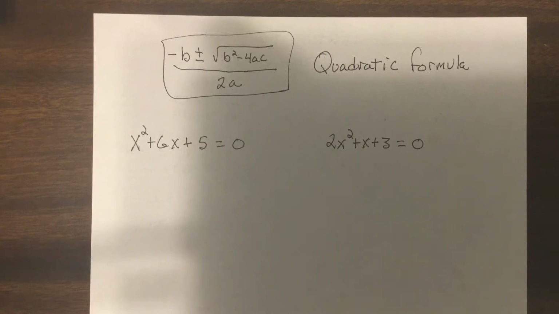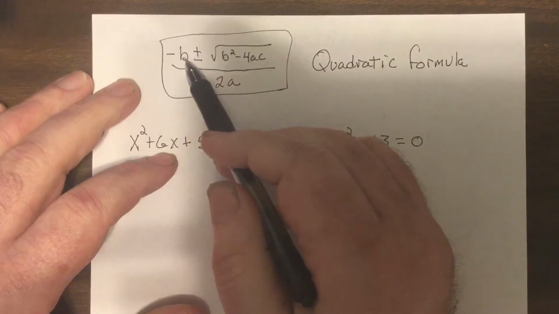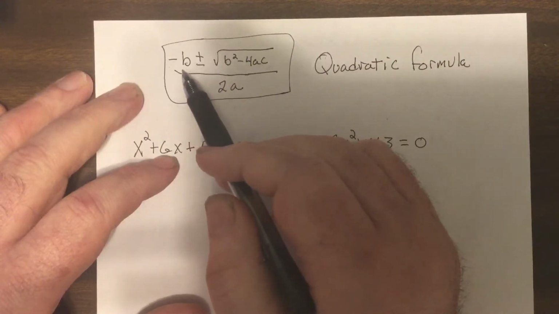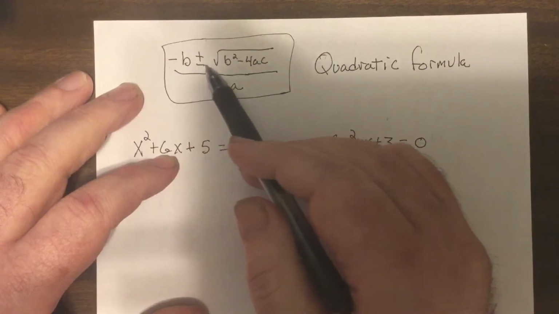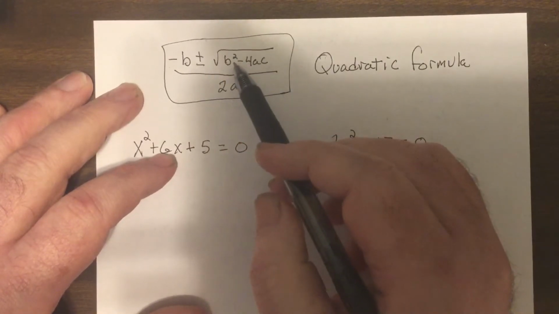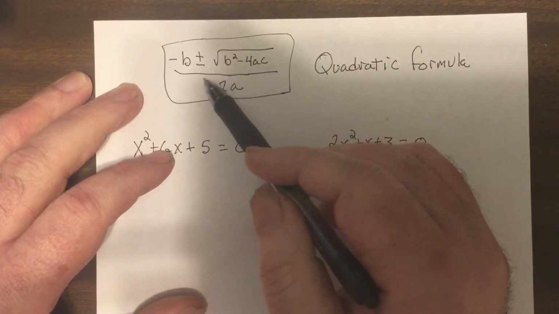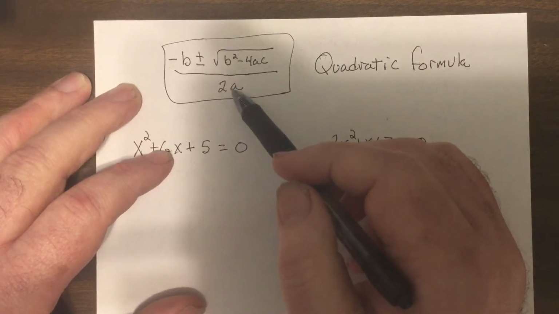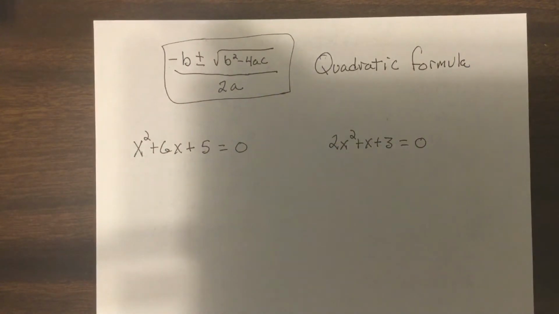Here is negative b, plus or minus square root, b squared minus 4ac, all over 2a. Hey, that was better than Snoop Diggity Dog.